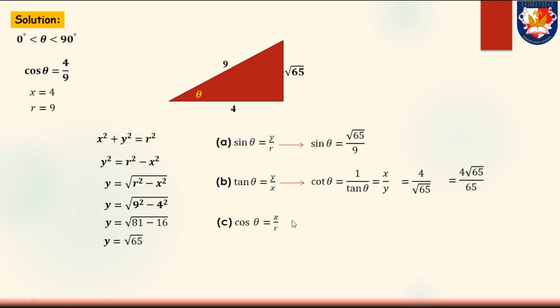Cosine theta equals x over r. Secant theta equals 1 over cosine theta equals r over x. By substituting the values of r and x, we have secant theta equals 9 over square root of 65 or 9 square root of 65 over 65.